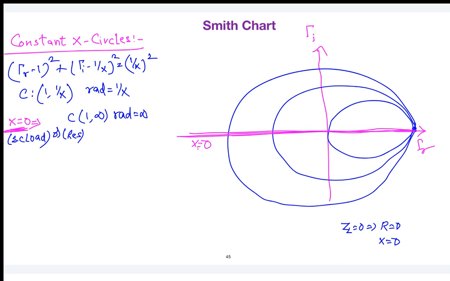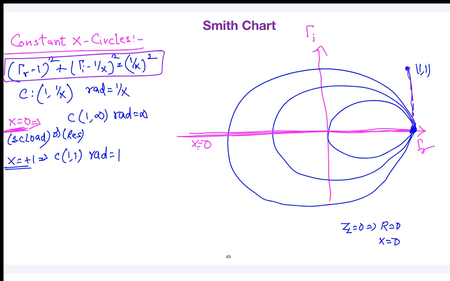Next, let's start with X equal to plus 1. When I take X equal to plus 1, the center is located at (1, 1) and the radius will be 1. This point is (1, 0), so it will be somewhere here. The circle also passes through (1, 0). Even in this equation, all the circles have to pass through (1, 0). If you put gamma r equal to 1 and gamma i equal to 0, both sides of the equation are satisfied. So the circle has to go through this point and have a radius of 1. So how does that circle look? I can represent it like this.